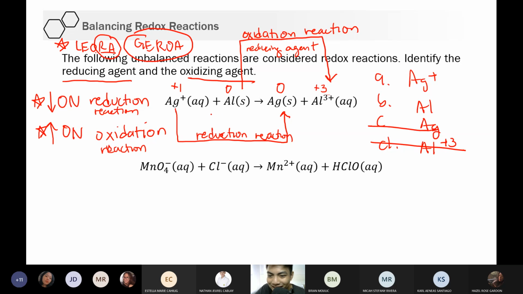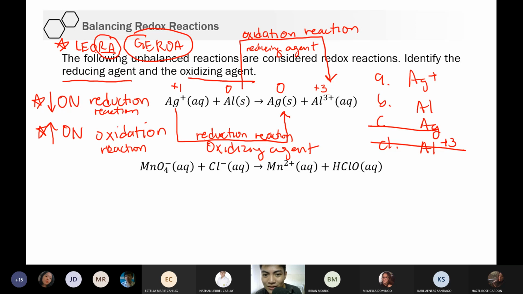Okay, so nagkabaliktad yung... okay, so tama si Louis. Okay, so aluminum is the reducing agent, kasi siya yung nag-undergo ng oxidation reaction. Okay? And then, obviously, si Ag+, siya yung nag-undergo ng reduction reaction. So, tawag sa kanya ay oxidizing agent. Yes, yung word na agent mismo nagpapalito, no?